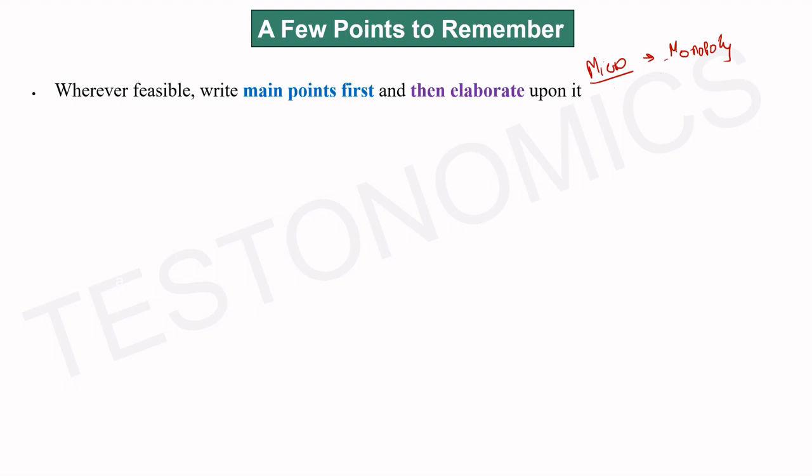For example, if you're solving a monopoly question, just define monopoly: single seller of the product having no close substitutes. How is the equilibrium determined? You say that we see the addition to total revenue and addition to total cost. So when marginal revenue is equal to marginal cost, that's the necessary condition for equilibrium. And if you want, mention the second order condition also.